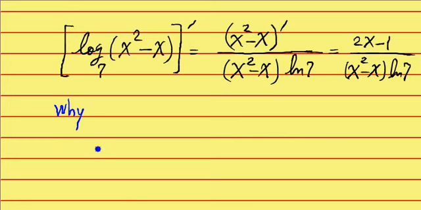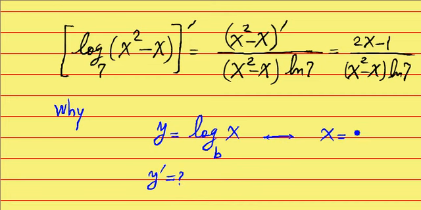Why is that so? Suppose I take a function y, call it logarithm of x in base b. The question is, what is the derivative of this? What's y prime? Well, if you remember from the beginning of the semester, or if you wish to go back to chapter 1 of this text on logarithm, this means that x is b to the power of y.